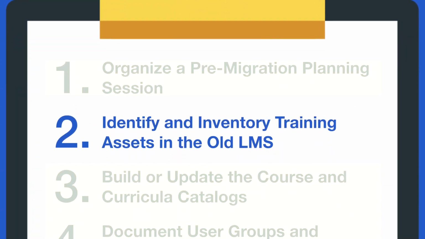Step 2. Identify and inventory training assets in the old LMS. Using the categories collected in the meeting, inventory training assets in the current LMS, and gather information about e-learning courses, project files, videos, and other content used in the LMS.